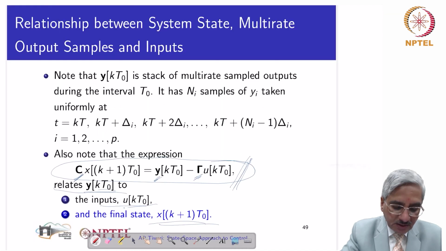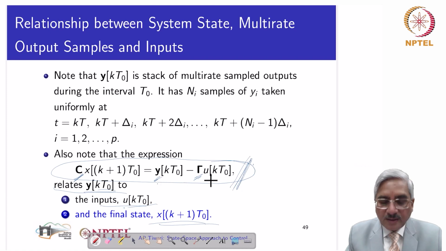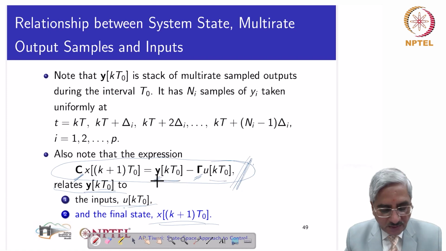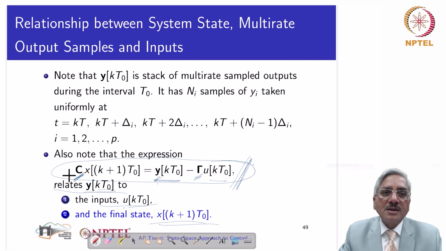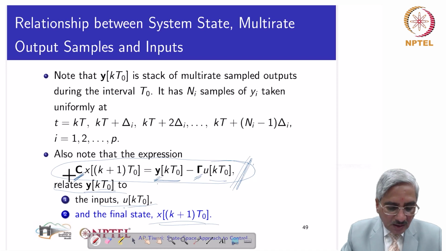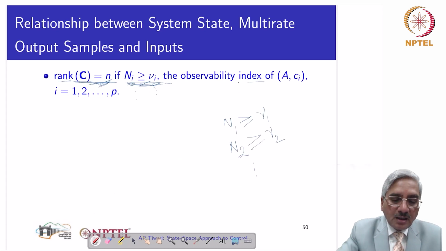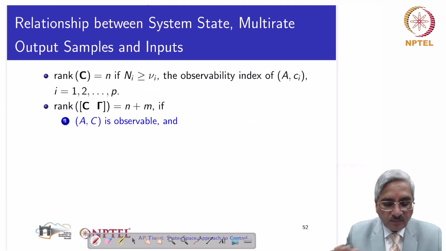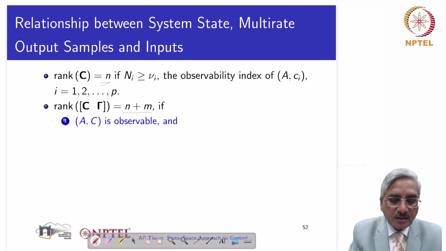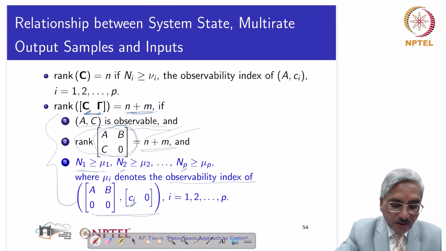So about this relationship between the system state, output, and the input, we have these observations, that by ensuring enough samples, and enough means larger than or equal to the observability indices of different outputs, C can be made to have the full rank, and also the C gamma matrix can be made to have full rank, n plus m rank and n rank. This can be done. So this is the relation we wanted to derive. We have come to that.